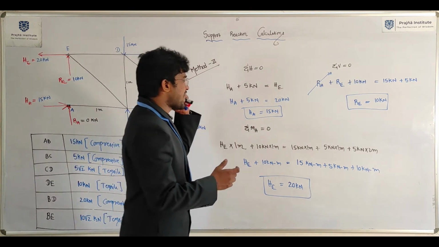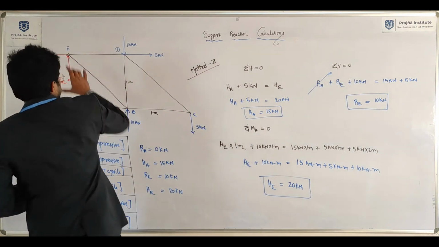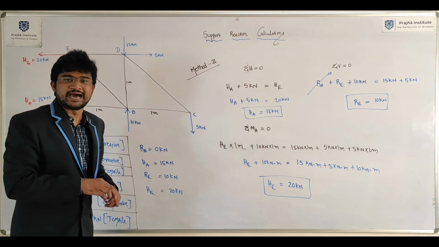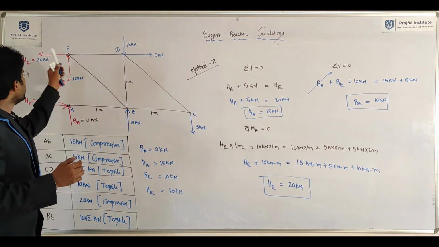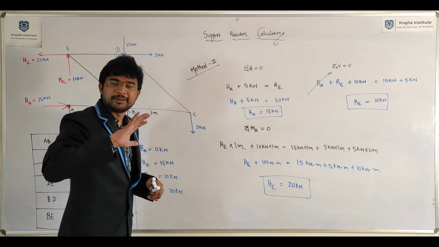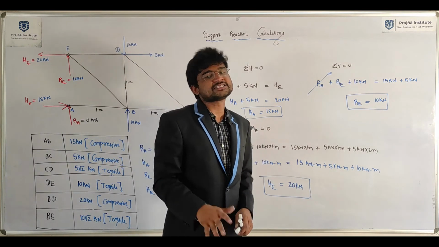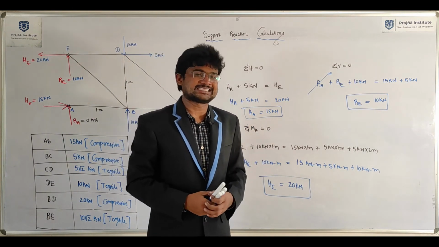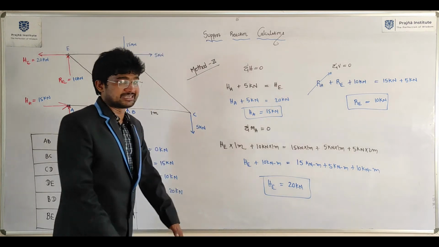Now apply moment about E. You should get 0. Okay? Even if you apply moment about E, the things will become 0. That is the beauty of cantilever truss. It is a perfect cantilever truss.